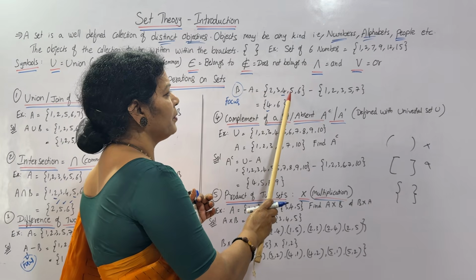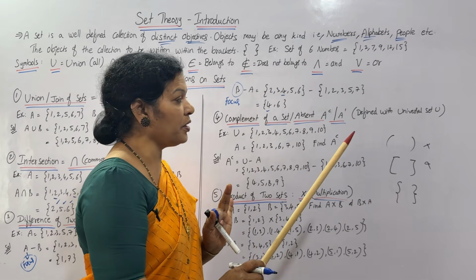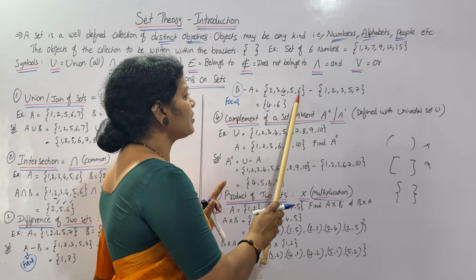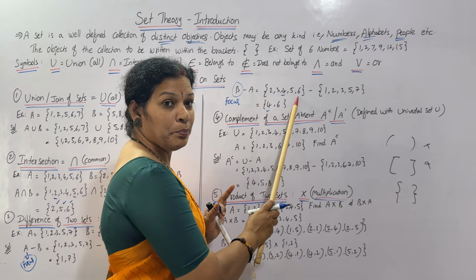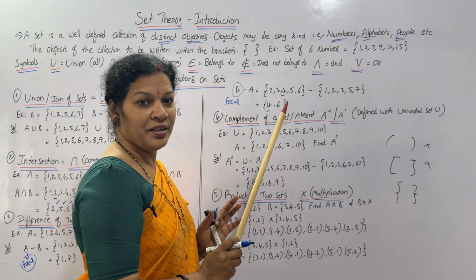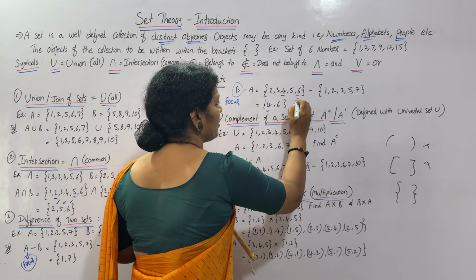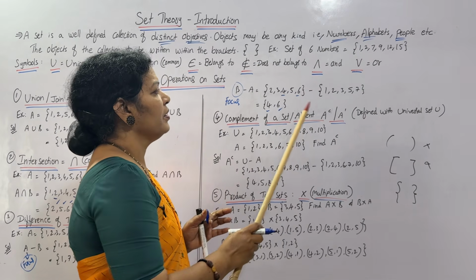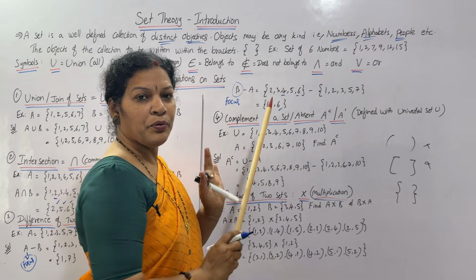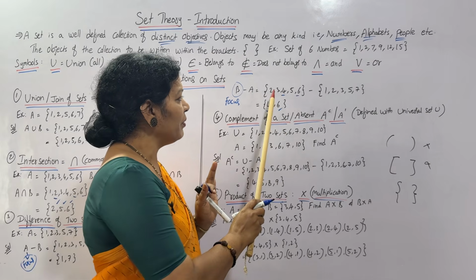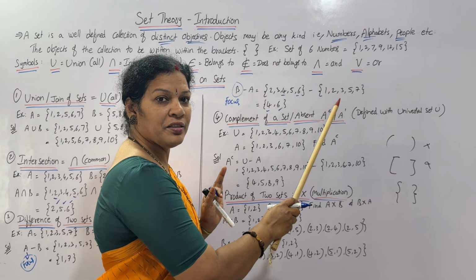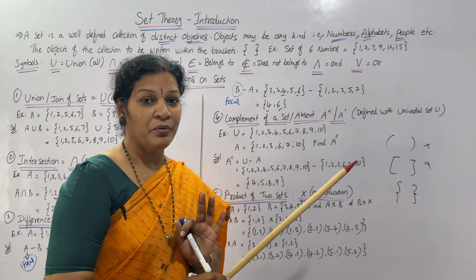Next, 5 is there on both sides. Don't touch. Cancelled. 6 is in set B but not in A. So 6 we will take here. Only these numbers we are focusing on. When we compare with this, if it is there on both sides, we have cancelled.